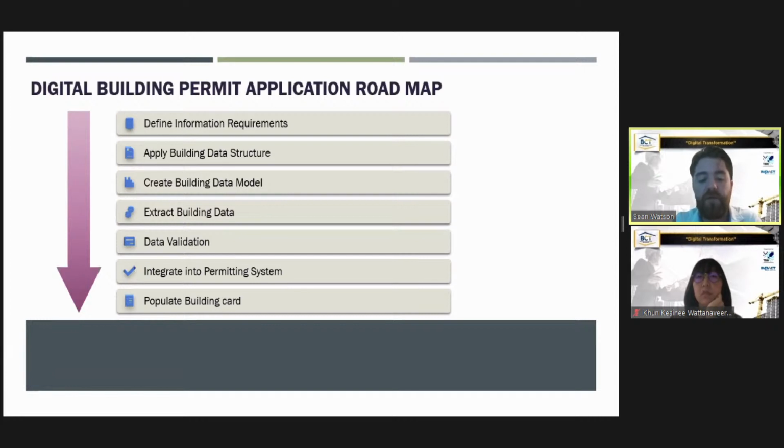Once we have the information in the permitting system, we can finally populate what we refer to as the building card. So it's the final card that's basically an approval of the building by the municipality. It outlines the building usage and the building type, that type of thing. You may have something similar in Thailand. I'm not 100% sure. But this is particular to the Dubai region.